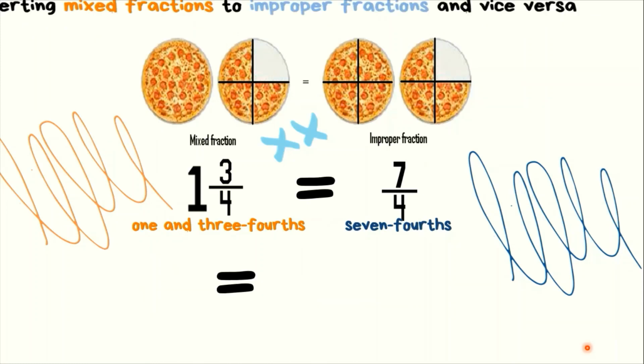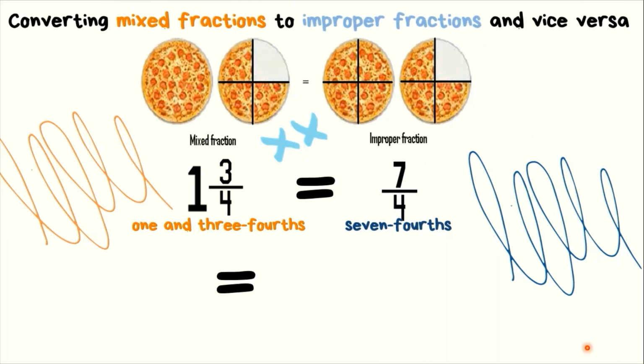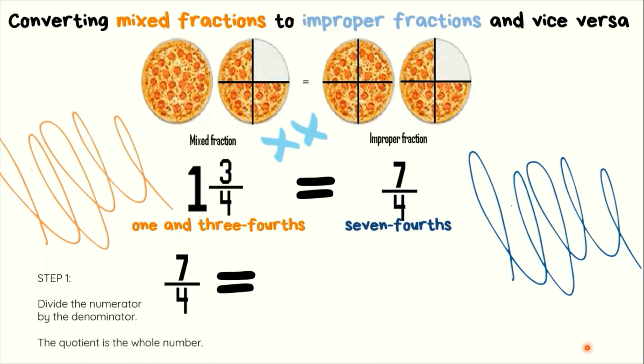Pupunta naman tayo sa converting the improper fractions to mixed fraction. If we have here 7/4 which is the improper fraction, step 1, divide the numerator by the denominator. The quotient is the whole number. Tayo ay gagamit ng long division process.